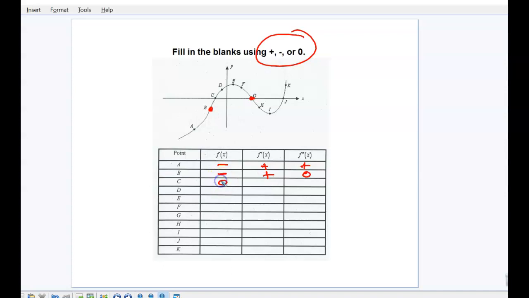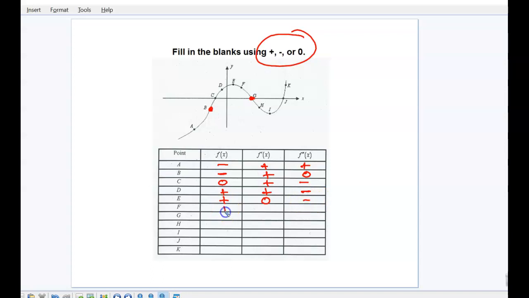C, the function is 0. The slope of the tangent line is positive and it's concave down, so it's negative. D, the function is positive. The derivative is positive and it's concave down, so it's going to be negative. At E, the function is positive. If I drew a tangent line there, it would be horizontal, so the derivative is 0, and the second derivative is still negative.